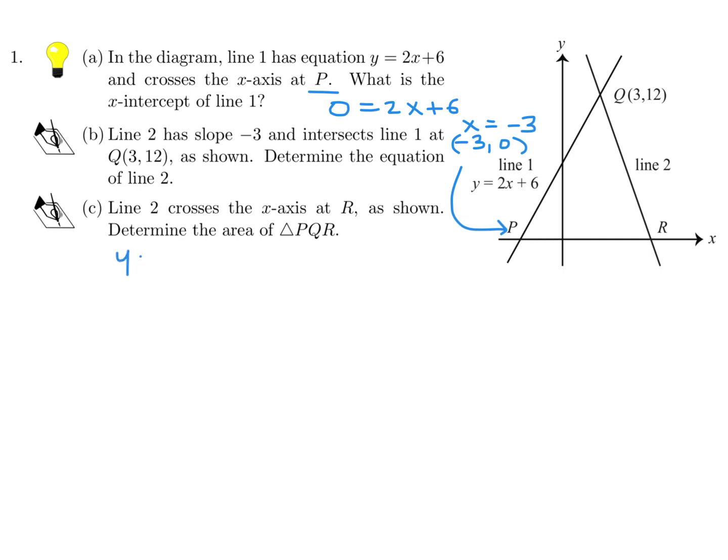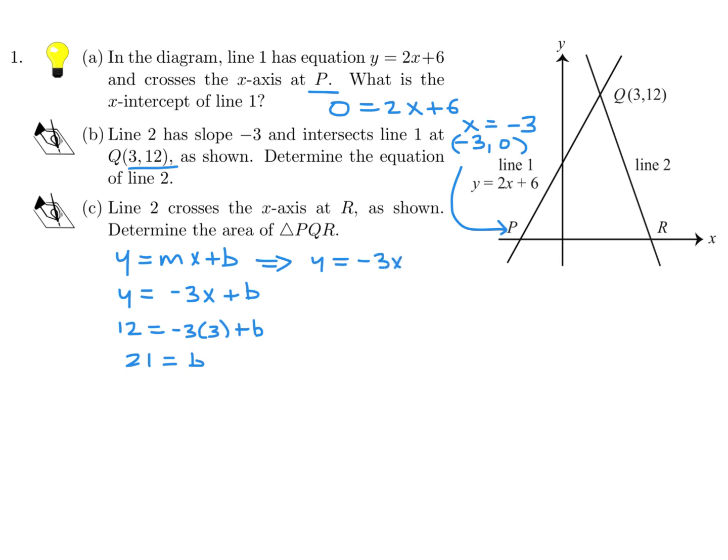So the equation of a line is y equals mx plus b, where m is the slope, and they've told you that is negative 3. So it's negative 3x plus b. And then we can just substitute this point in to solve for b. When y is 12, x is 3. And when you solve for this, you get b equal to 21. So this equation is y is equal to minus 3x plus 21.